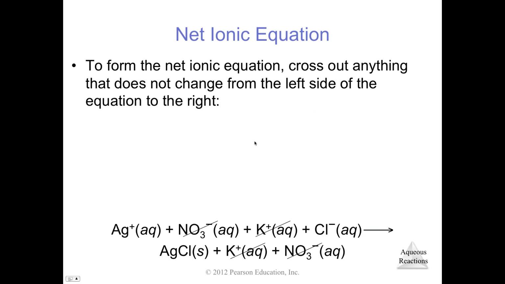Okay, once we've got the complete ionic equation written, we can cross out anything that occurs on both sides of the equation unchanged.